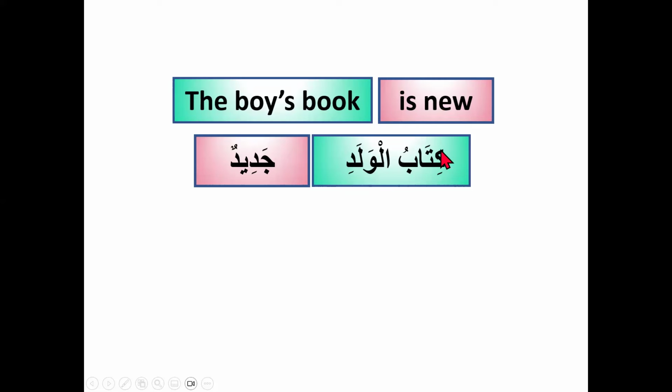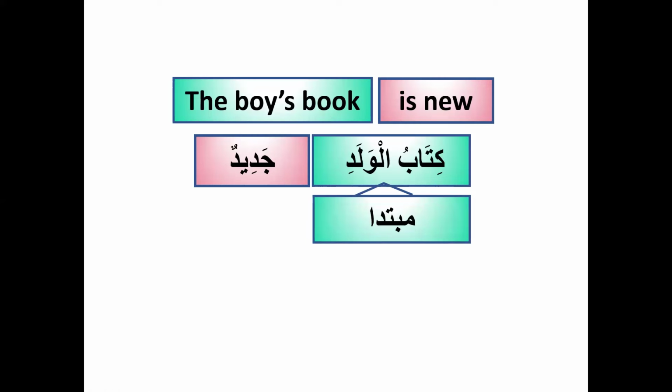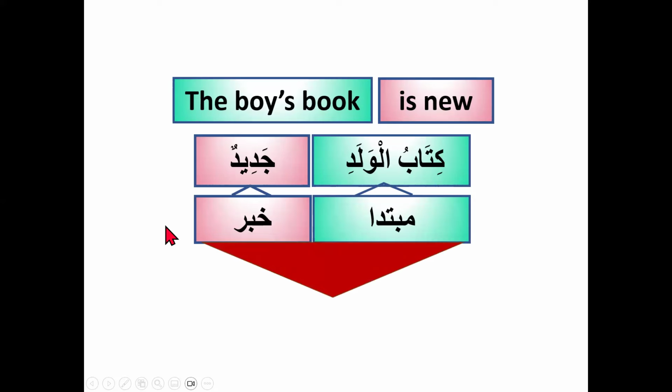And in this sentence, kitabul waladi is a possessive phrase at the place of the mubtada, and jadidun is nakira and is marfu. It is at the place of the khabar. So mubtada and khabar make jumla ismiya. All right, so this is the way I explain how we can use the possessive phrase as a mubtada or as a khabar, inshallah ta'ala.